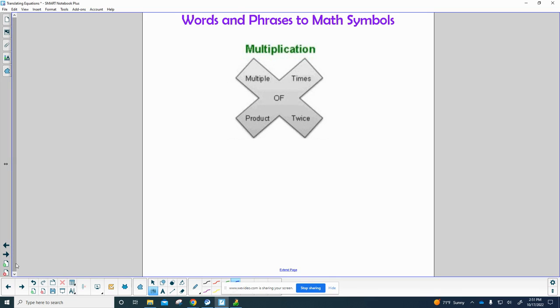So multiplication: multiply, times, of, product, twice. Or 3 times a number would be the twice it or multiply it by twice.